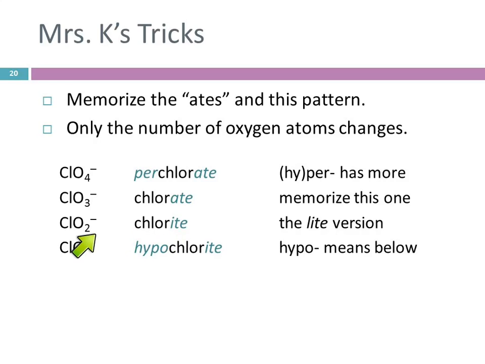Chlorite is the light version of chlorate. It's got 1 less oxygen. So you memorize chlorate, and then if you need chlorite, you just subtract an oxygen.